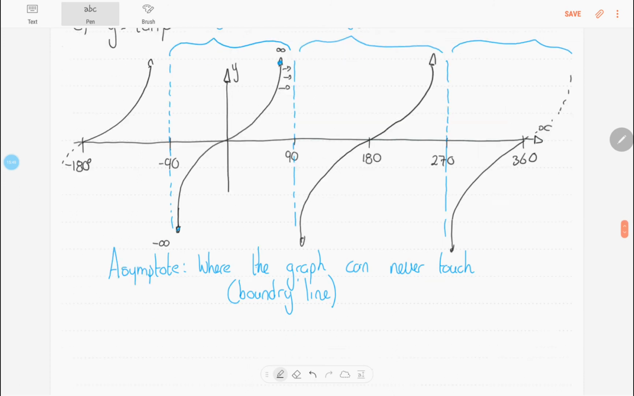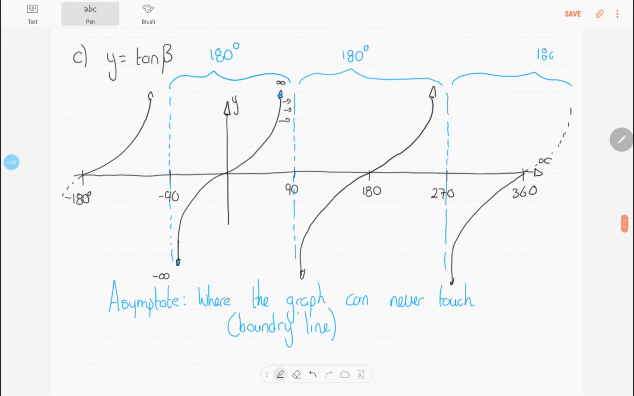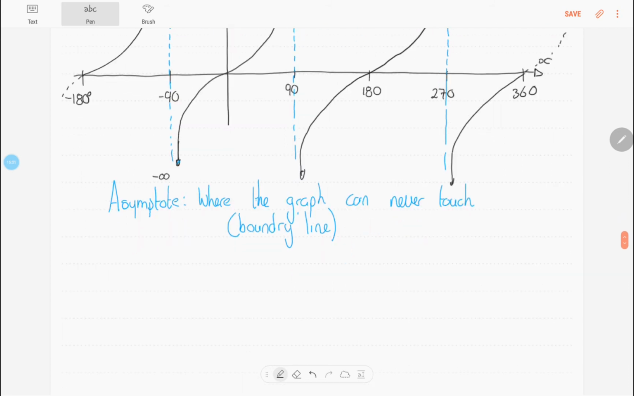Anyway, each one of these segments within our asymptotes is our period, that's our tan graph. You'll notice that it keeps repeating itself over and over again. So our period for a tan graph is 180. Not 360 like in the previous ones, it's 180 degrees. So it's different to the sine and cos graphs.